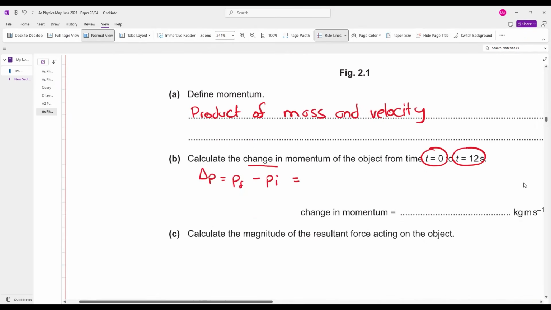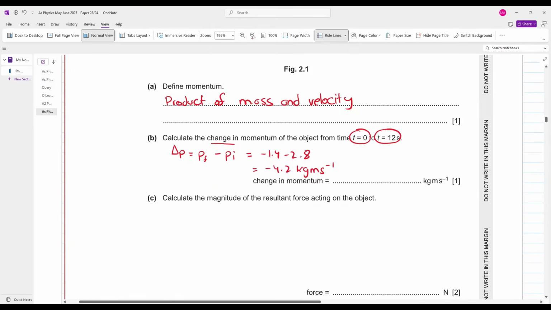Okay, so let's write it here. Final momentum negative 1.4 minus 2.8. What does your change in momentum come out to be? Change in momentum किसके equal आ गया? Negative 4.2 kg m/s. Simple, easy peasy, lemon squeezy.